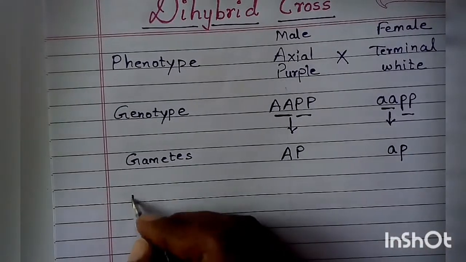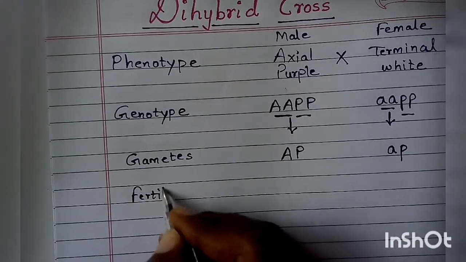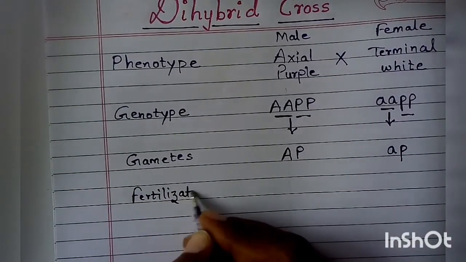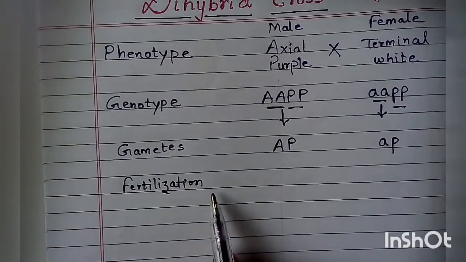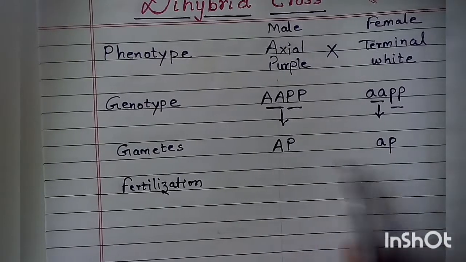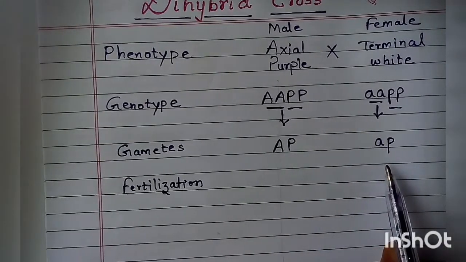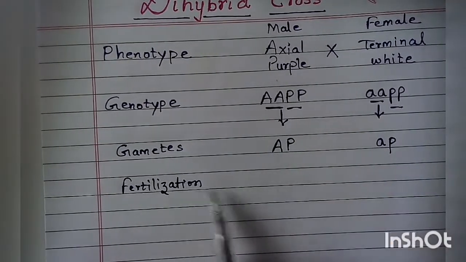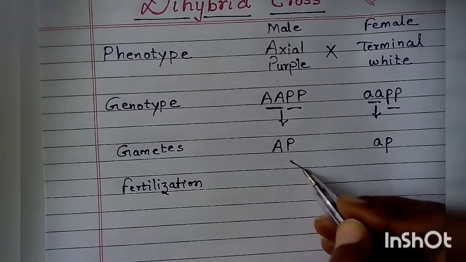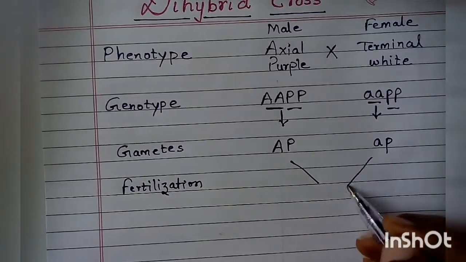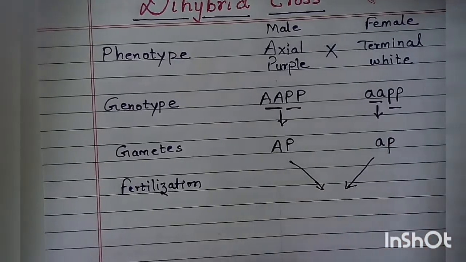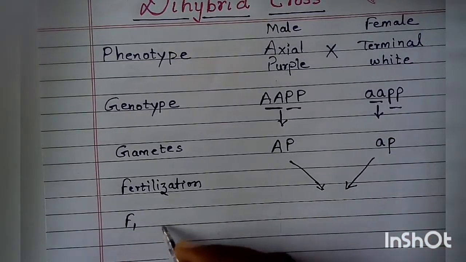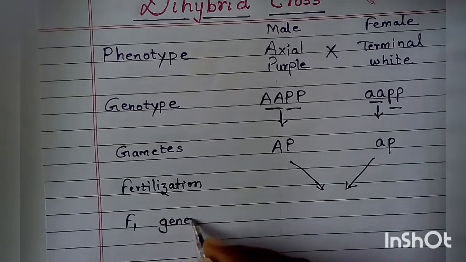Now the next step is fertilization. We have already studied the process of fertilization; male gametes as well as female gametes are required. So fertilization is a process in which the male gamete fuses with the female gamete. So fusion of gametes will take place and what we will get is the F1 generation.